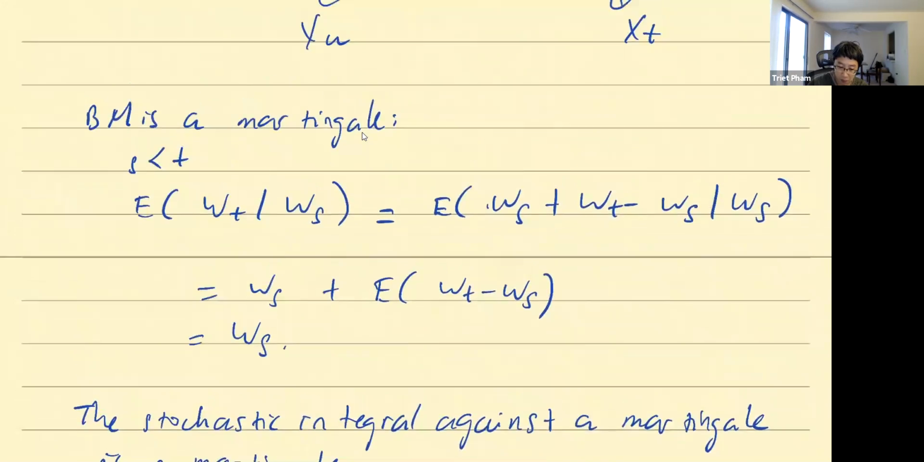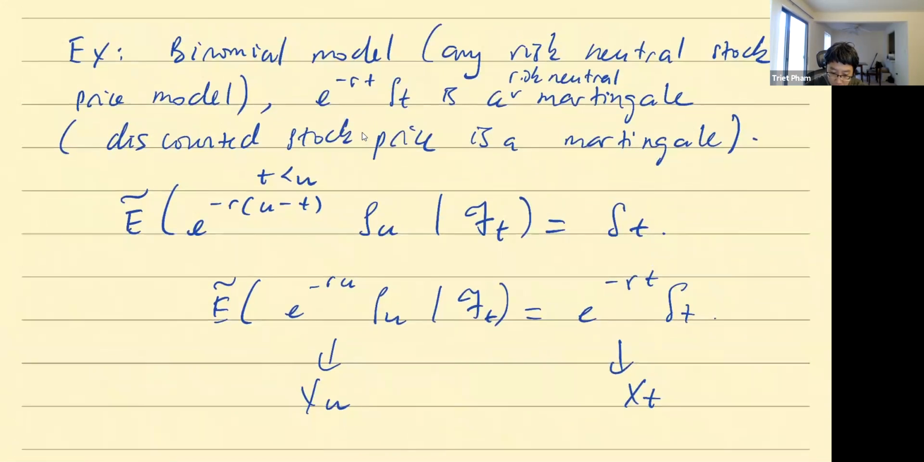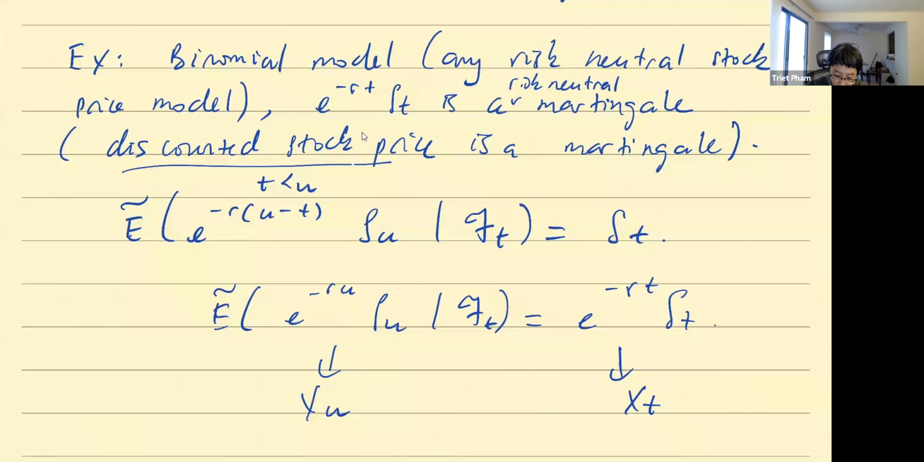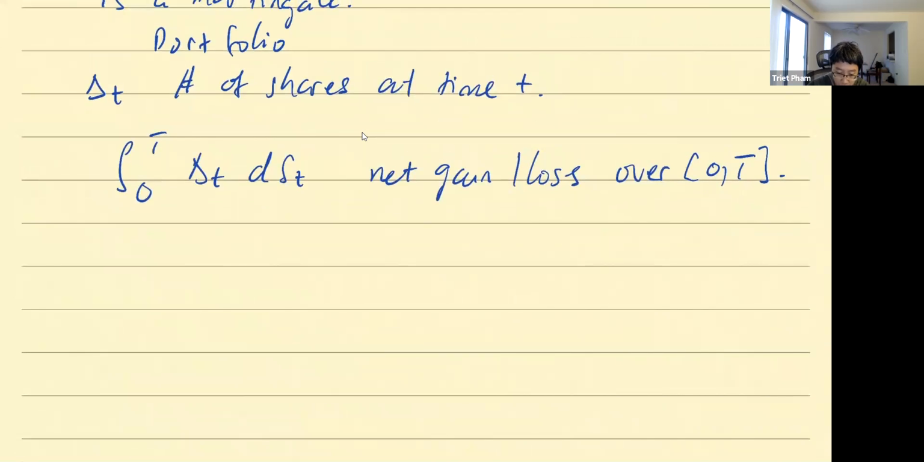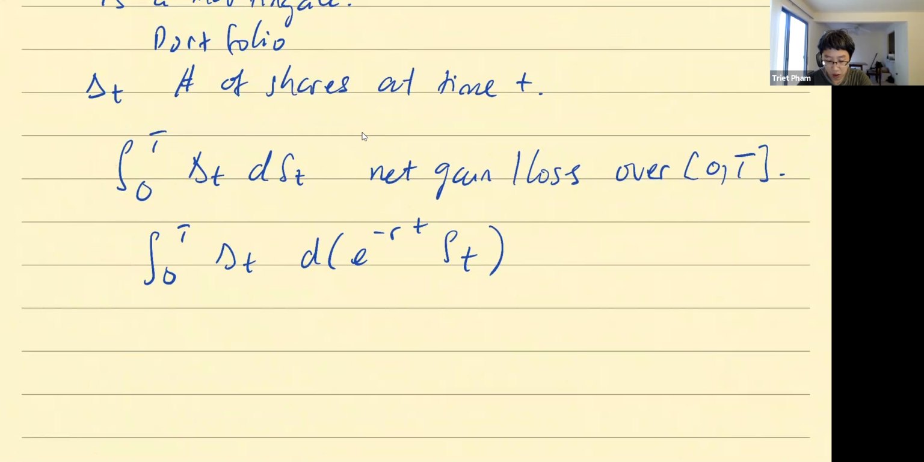So remember the remark that the discounted stock price is a martingale. We didn't talk about it yet, but suppose that instead of looking at the net gain and loss, let's say you discount it. We'll compare this and this later on, but trust me, this and this are not that much different in terms of values. But what this says is this must be a martingale.